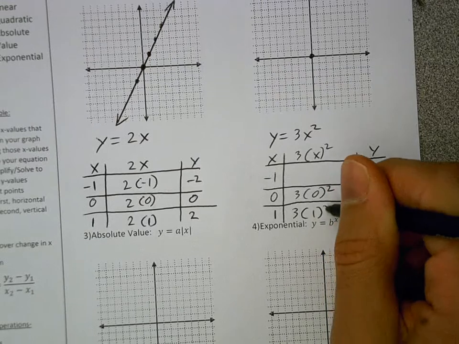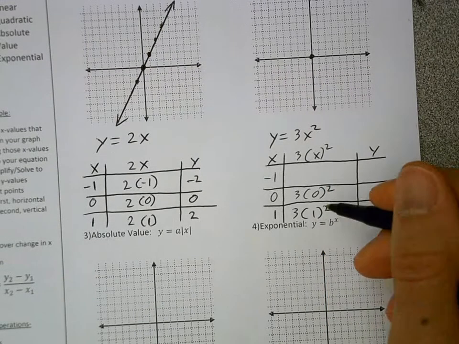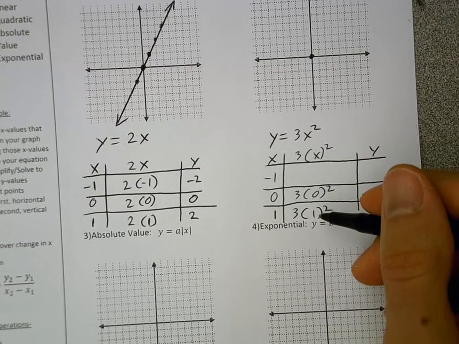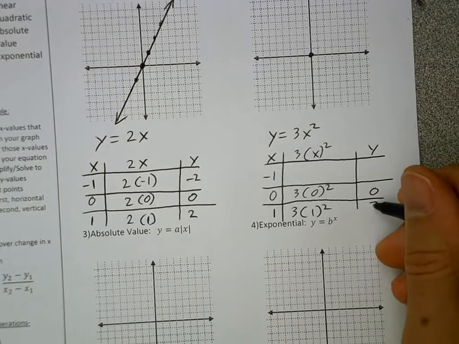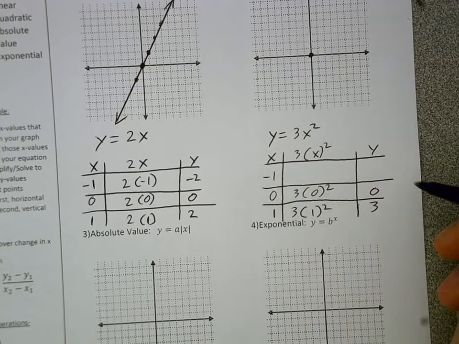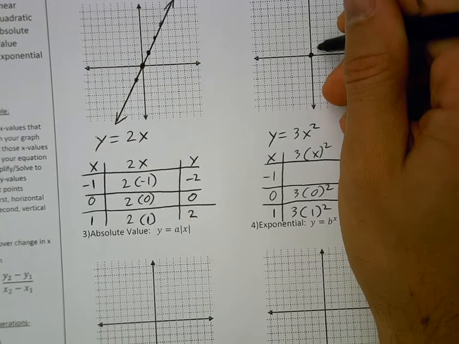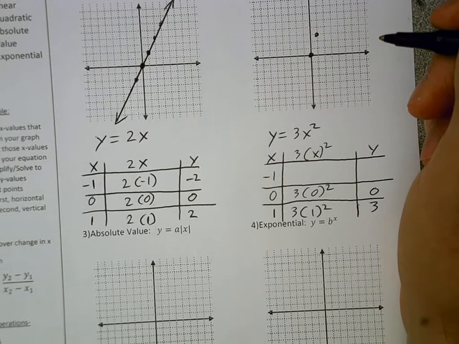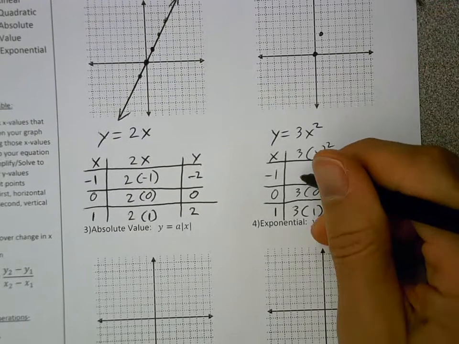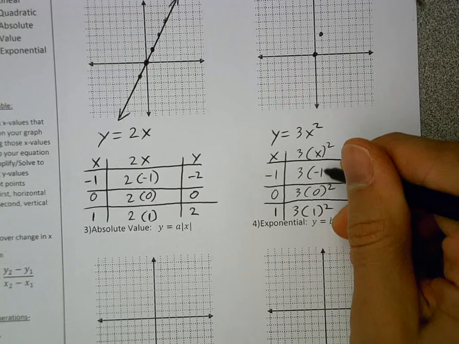3 times 1 squared. Do the 1 squared first. 1 times 1 is still 1. Times 3 gets you 3. So we've got the point 1, 3. I can also plug in the -1, 3 times -1 squared.